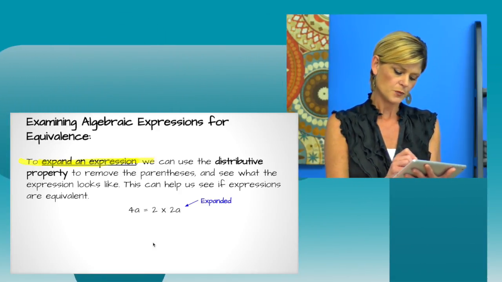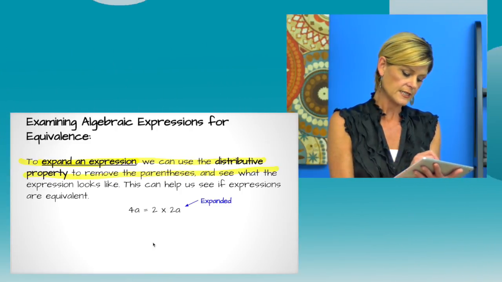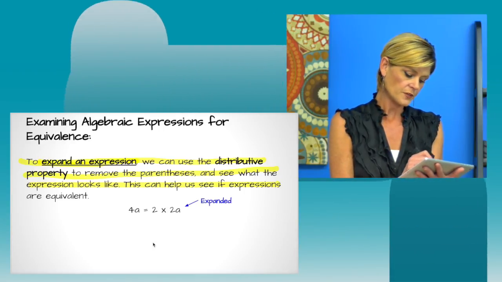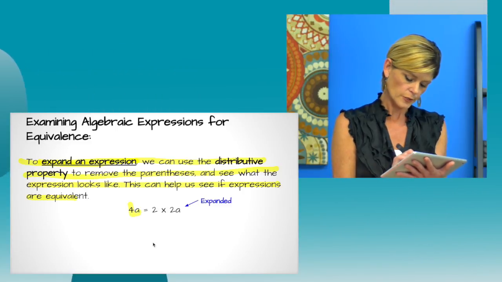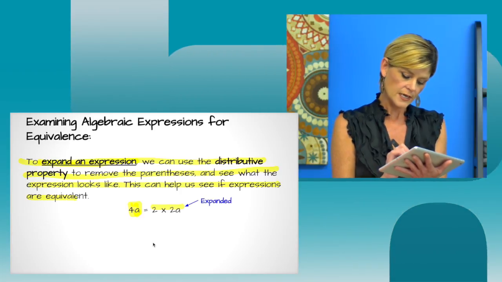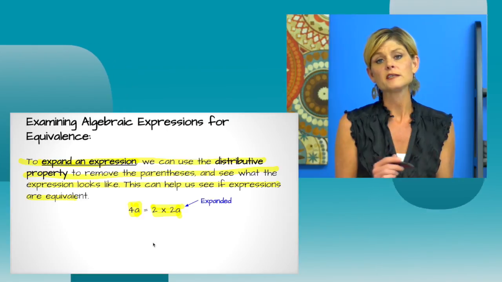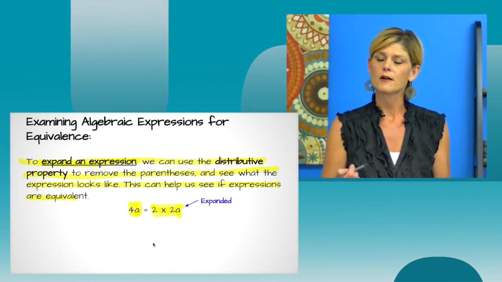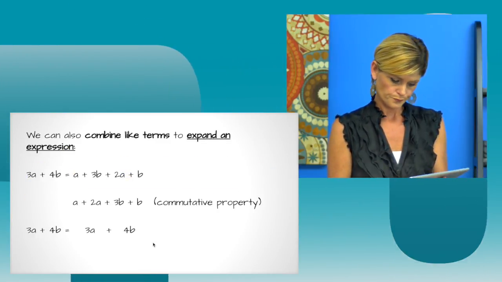To expand an expression, we can use the distributive property to remove the parentheses and see what the expressions look like. This can help us see if expressions are equivalent. Let's take a look at this term, 4a. Now, 4a is actually the same thing as 2 times 2a. 2 times 2a is actually just the expanded form of 4a. Although they look different, they are in fact equivalent. We've just broken down 4a.